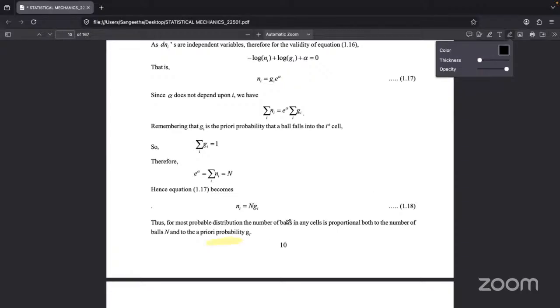Here gi is called the prior probability. Capital N is called the number of balls, and small ni is the total number of distribution. The total number of distribution, small ni, is directly proportional to the number of balls. It is also directly proportional to gi. Here gi is called degeneracy, and we can also call it the prior probability of gi. So unit 1 is completed. In unit 1, what did we discuss?